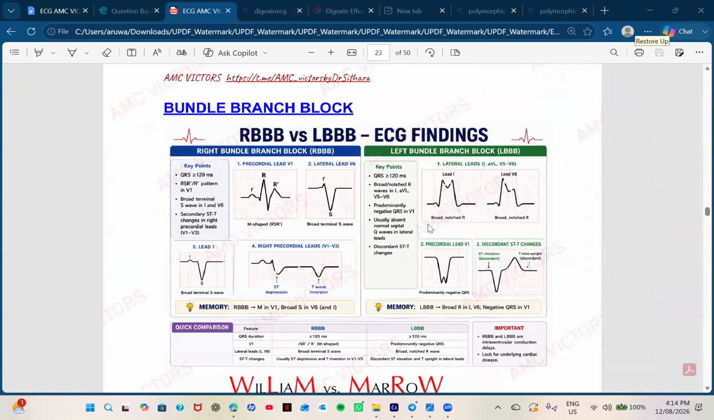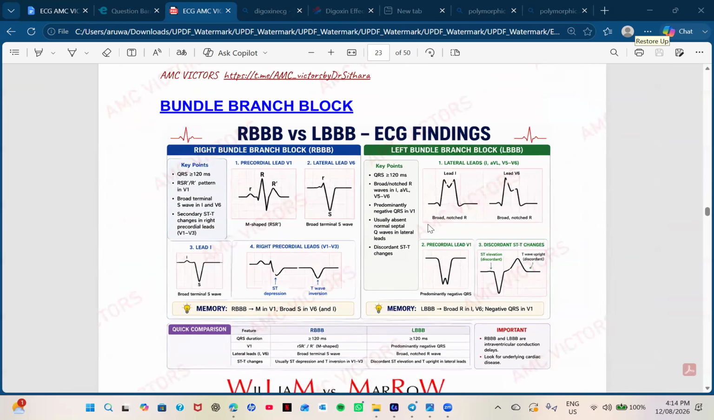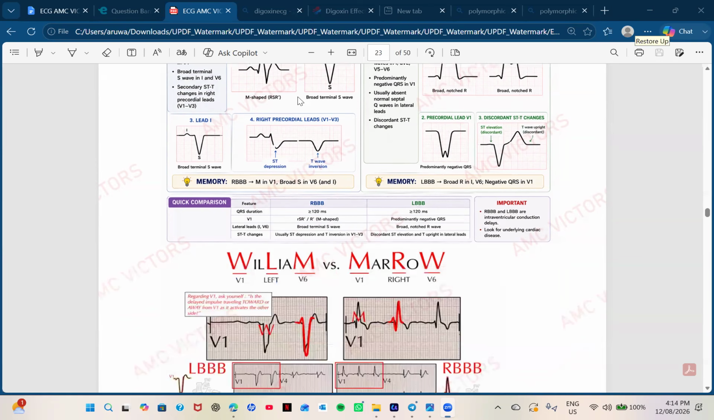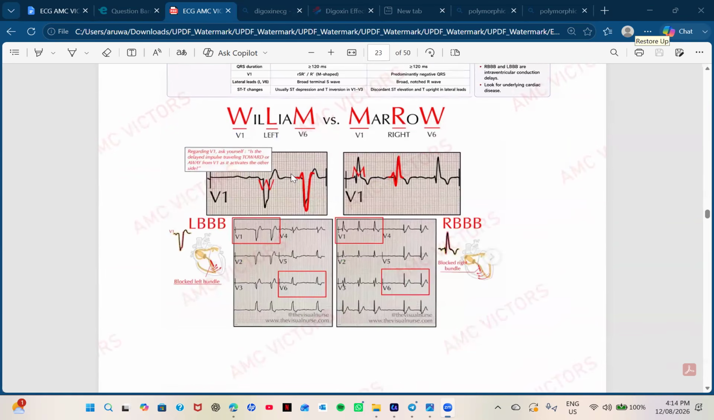Okay, let's discuss bundle branch blocks. What do you know about bundle branch blocks? Do you know about William and Marrow? William and Marrow, doctors? What do you know about William and Marrow? Okay, we'll start from William and Marrow, then we'll discuss.